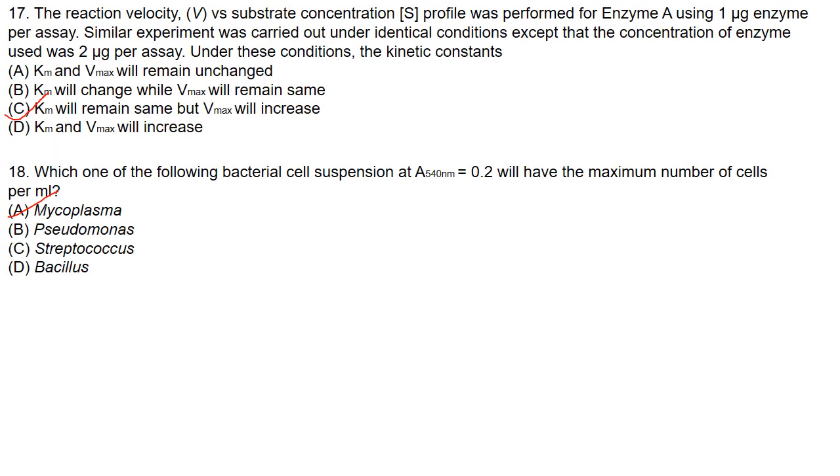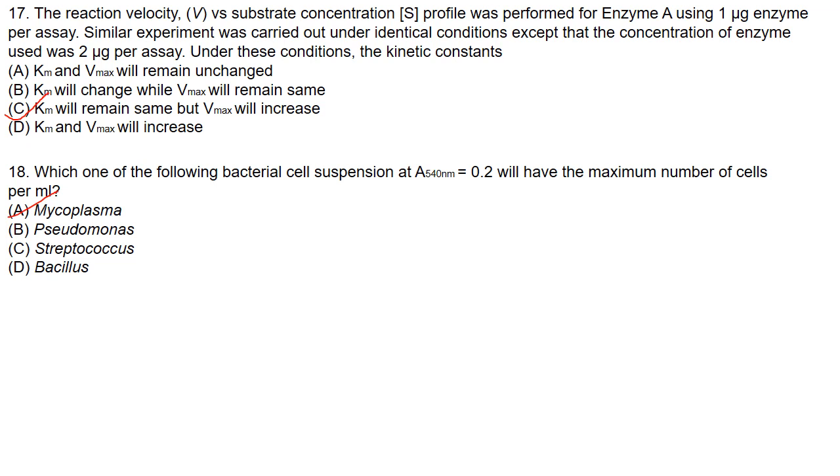Then next one, the reaction velocity versus substrate concentration profile for enzyme A using 1 microgram enzyme per assay. A similar experiment was carried out under identical conditions except that the concentration of the enzyme used was 2 microgram per assay. Under these conditions, the kinetic constants. So when enzyme concentration changes, Km will remain the same but Vmax will change. So Km will not change while Vmax increases. So answer is option C.